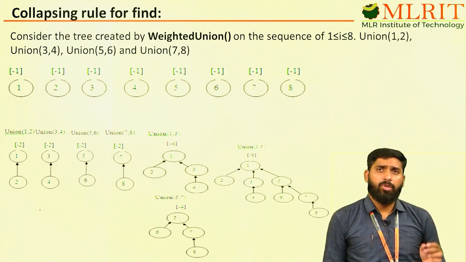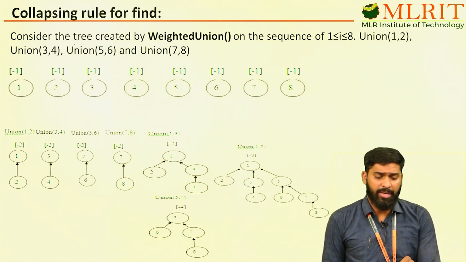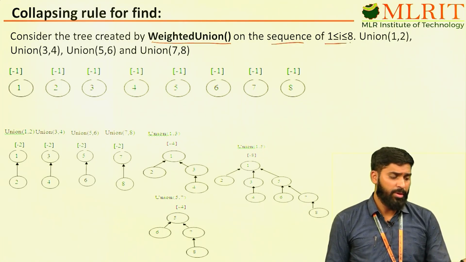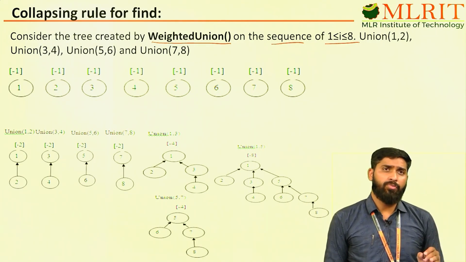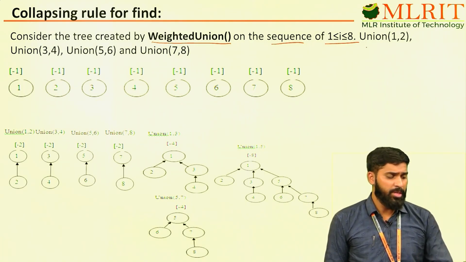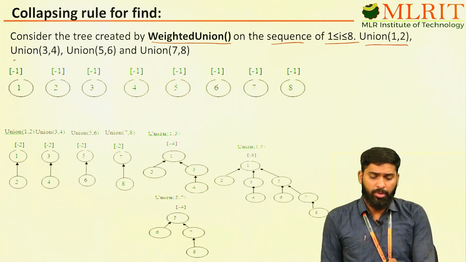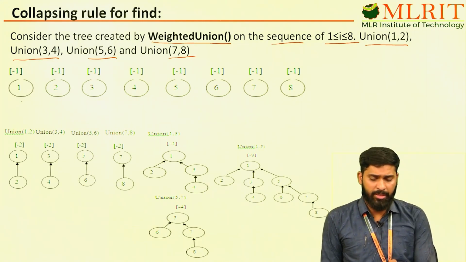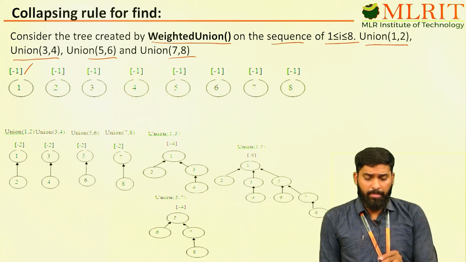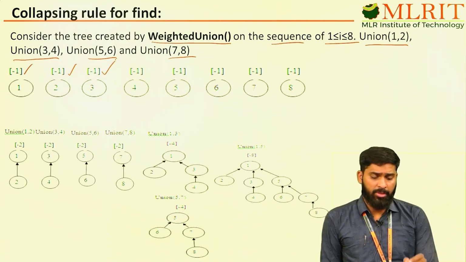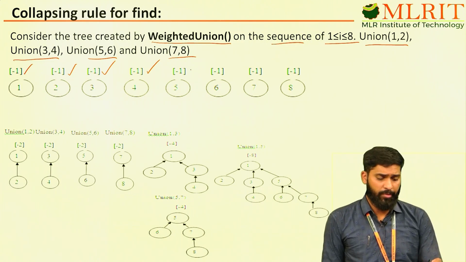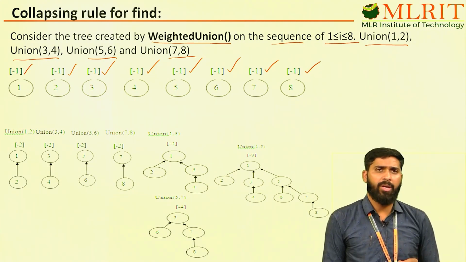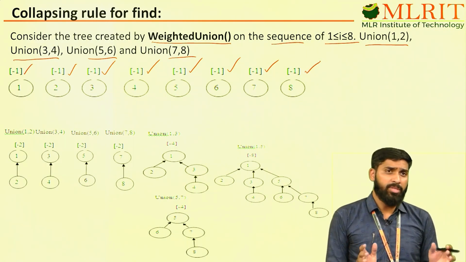So now we see the collapsing rule for find. Consider the tree created by weighted union on the sequence of i from 1 to 8. So these are the union operations: union 1 comma 2, union 3 comma 4, union 5 comma 6 and union 7 comma 8. These are the sets. Now what is the root here? Each of the roots 1 through 8 has minus 1. So these are the roots of the sets.